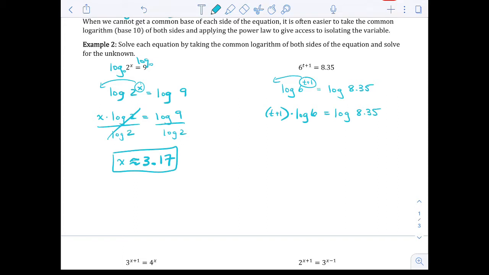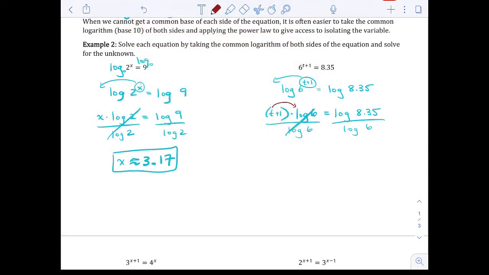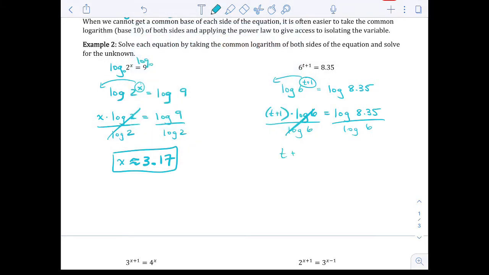Now here I have a couple options. Probably the easiest, if we look at where t is, I want that by itself. I see that bracket is being multiplied by log 6, so why not just divide out log 6 right away? That'll get rid of it. I could have distributed, t times log 6, 1 times log 6, and done that as well if we wanted to. But it's probably easier just to divide by log 6 right here. So that's going to leave us on the left side with t plus 1. On the right side, that's where we need our calculator. We get log 8.35.